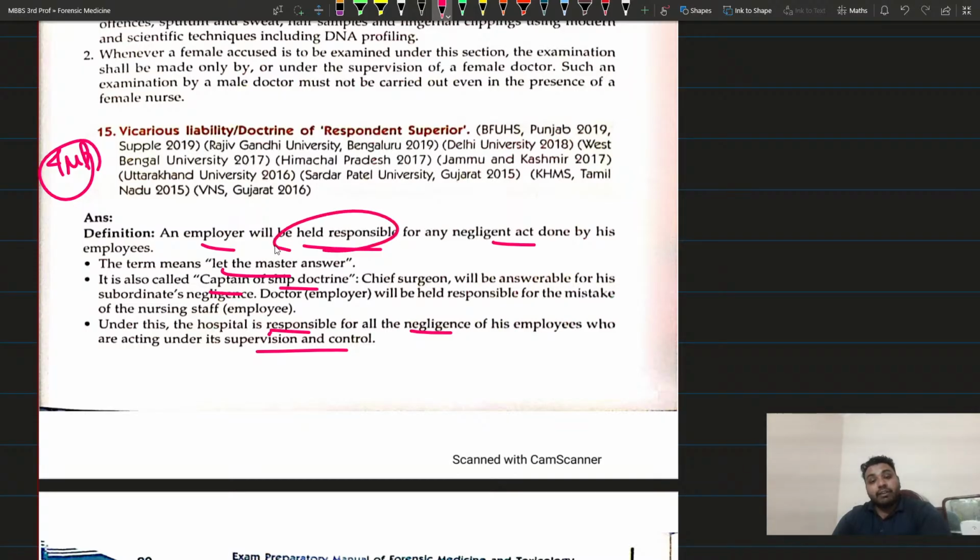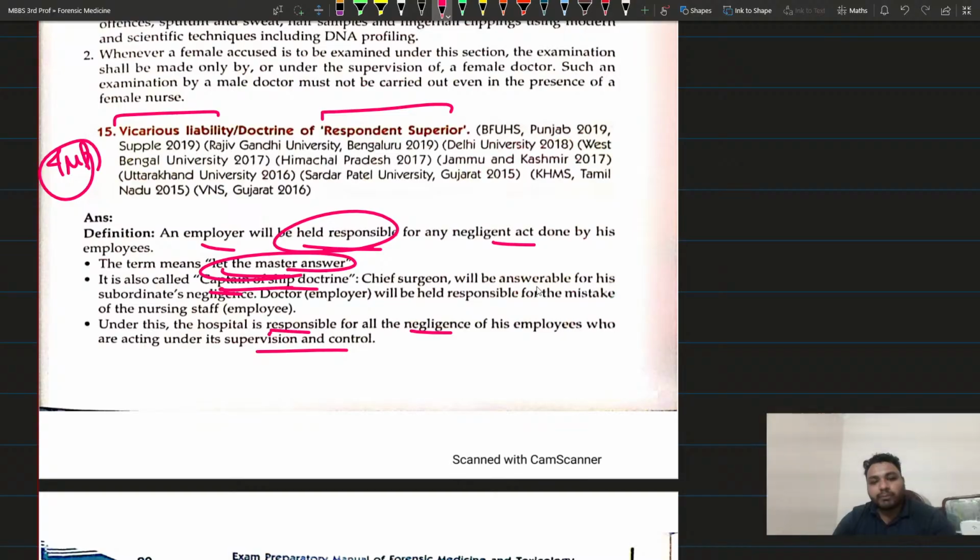Vicarious liability, which is the doctrine of respondeat superior. It is defined as the employer being held responsible for negligent acts done by his team. For example, if there is a nurse working, and something that nurse did caused some issues to the patient, then you, as the employer of that nurse, are also held responsible for the negligence done by her. This term means let the master answer.